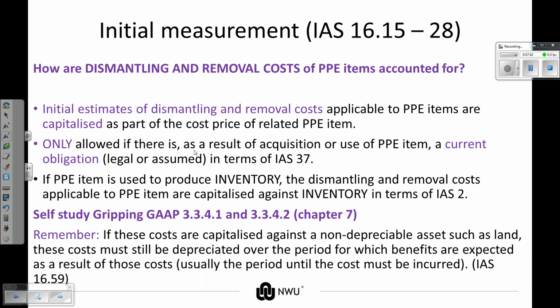Dismantling and removal cost, very important. As I've said, you have to calculate the present value and capitalize that to the cost price of the PPE item, and only if it is a current obligation. So from day one you have this obligation. At the end of 5 years you will have to incur these costs. If the PPE item is actually used to produce inventory, the dismantling and removal cost will be capitalized to inventory. So please look at these two examples in your Gripping GAAP in your own time.